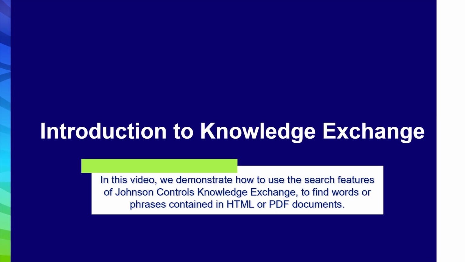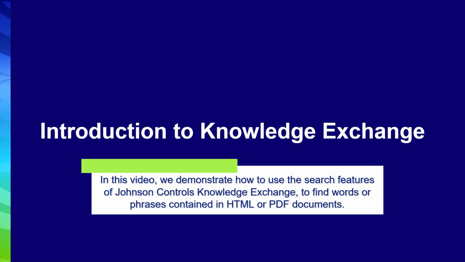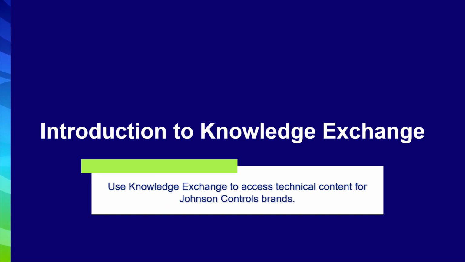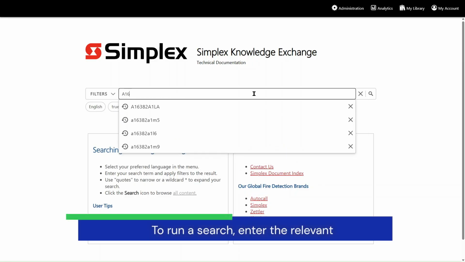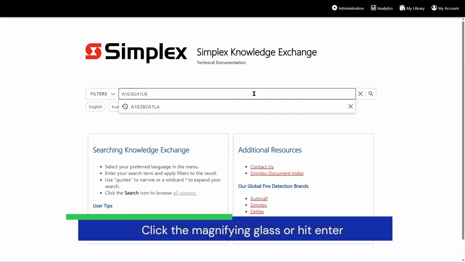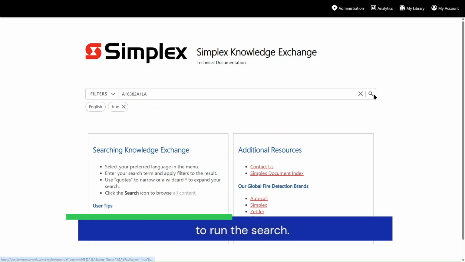In this video, we demonstrate how to use the search features of Johnson Controls Knowledge Exchange to find words or phrases contained in HTML or PDF documents. Use Knowledge Exchange to access technical content for Johnson Controls brands. To run a search, enter the relevant keywords or choose a recent search term from the list. Click the magnifying glass or hit enter to run the search.